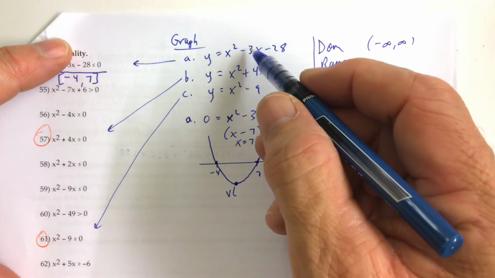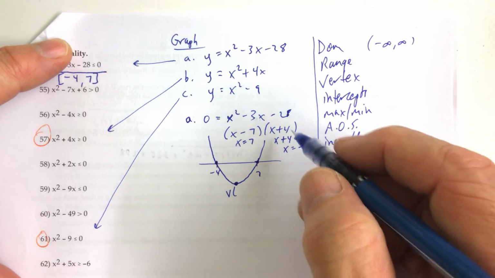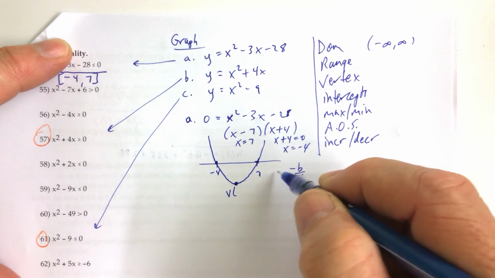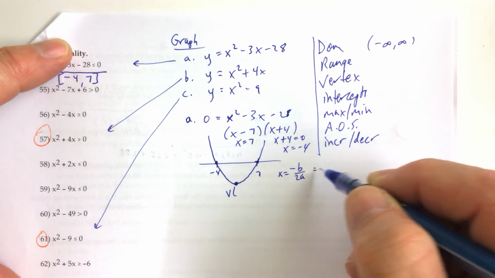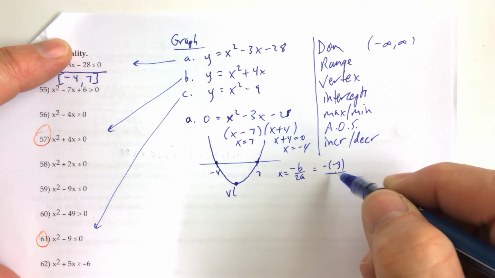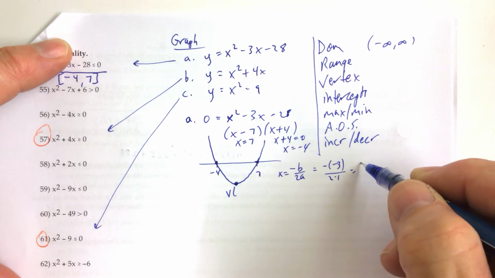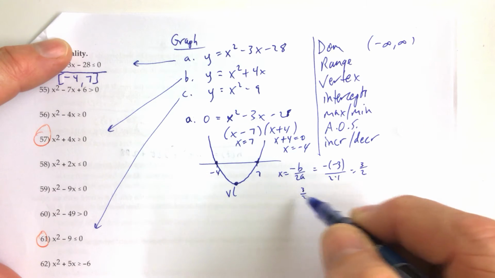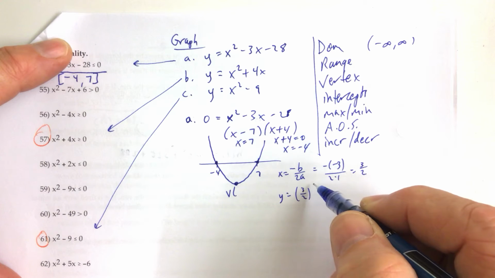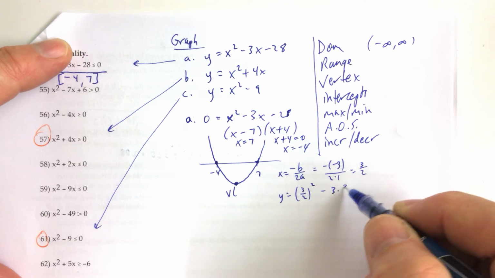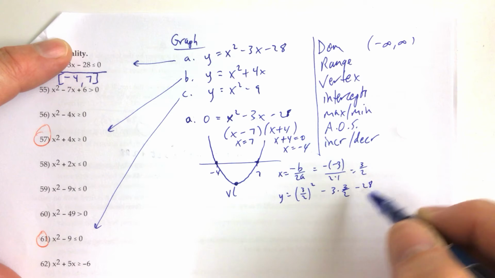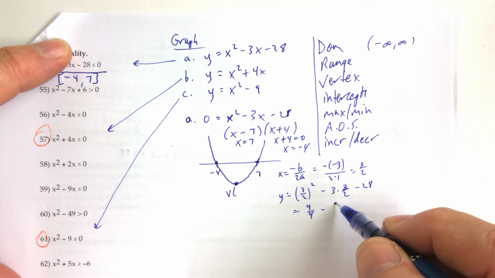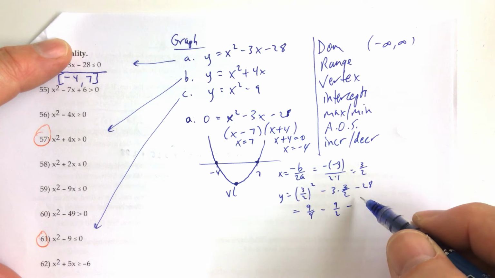And the vertex, we know we can find the x-coordinate of the vertex by taking the opposite of b over 2a. And so x equals, and b happens to be negative 3, over 2 times 1. So we get 3 halves. It's kind of a bummer because we don't like fractions, but we then figure out the y-coordinate of the vertex would be 3 halves squared minus 3 times 3 halves minus 28. That is 9 fourths minus 9 halves minus 28.